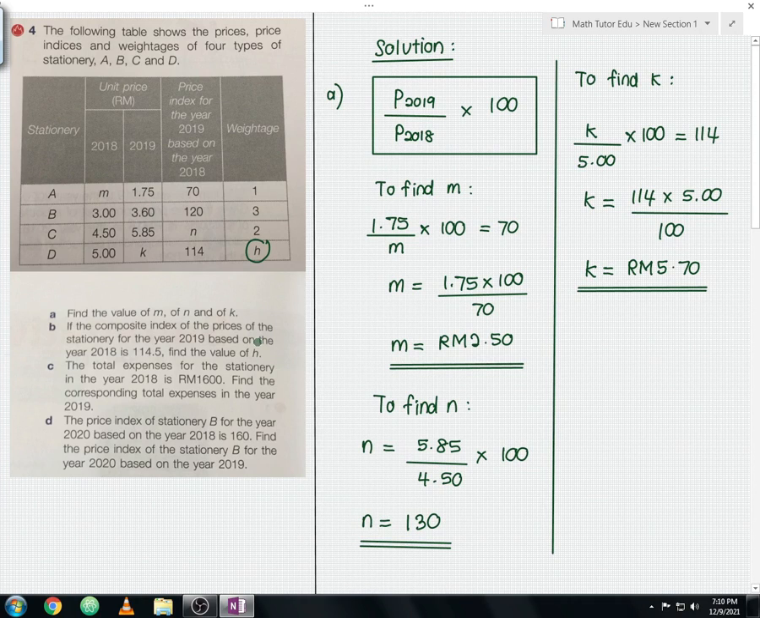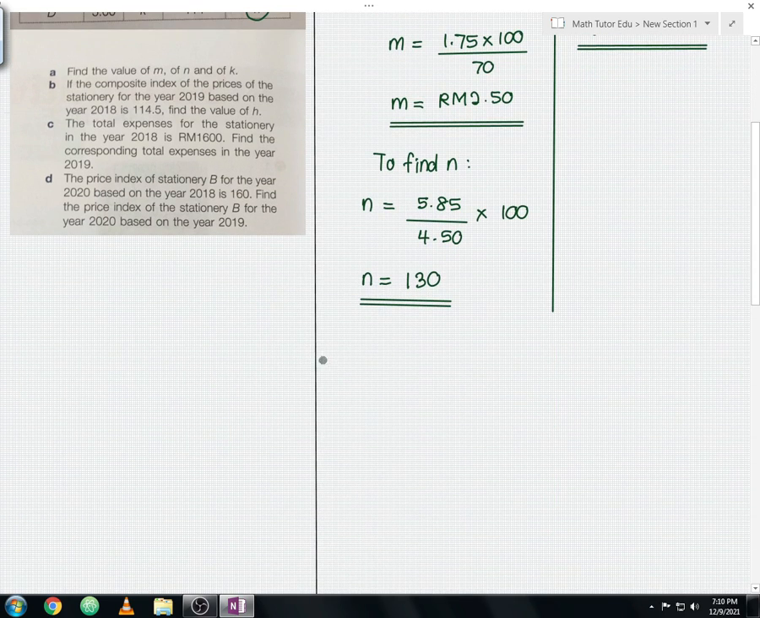Okay guys, so let us start our discussion. But before that, let me write the important information given by the question, where composite index of the year 2019 based on the year 2018 is equals to 114.5. Let me underline the fraction and box this.